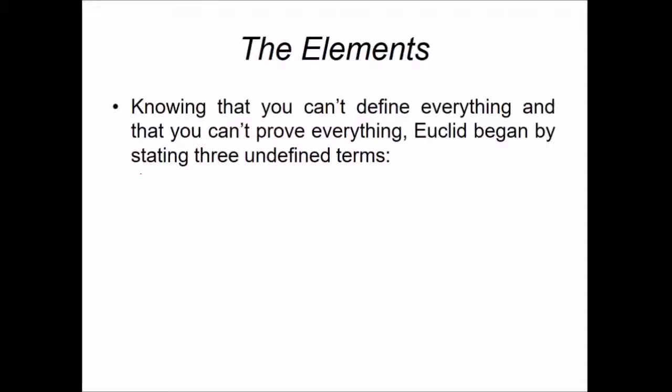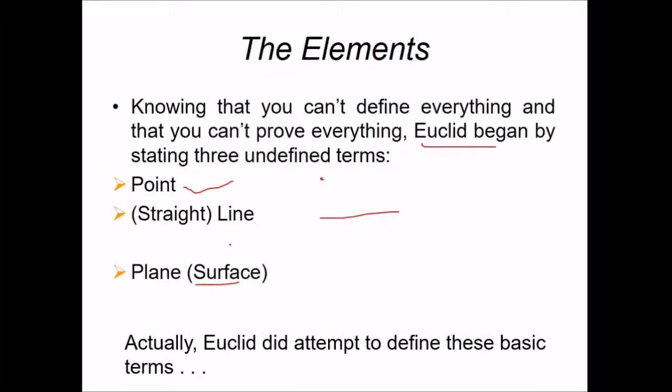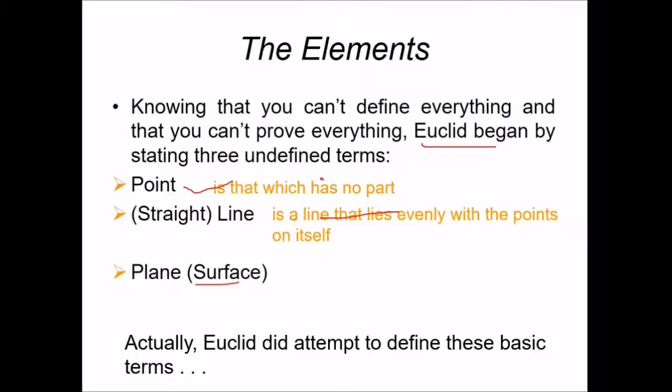In the Elements, knowing that you can't define everything and that you can't prove everything, Euclid began by stating three undefined terms: point, line, that is straight line, and plane, surface. Actually, Euclid did attempt to define these basic terms. He said a point is that which has no part. He said a straight line is a line that lies evenly with the points on itself. He said a plane is a surface that lies evenly with the straight lines on itself.